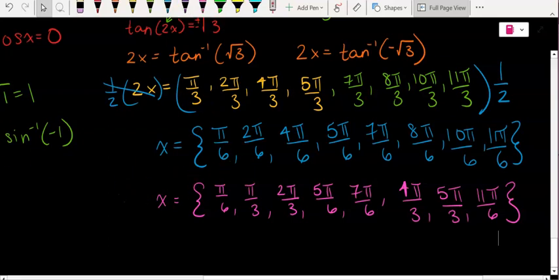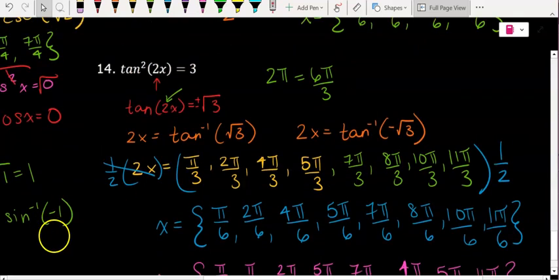Hopefully this helped in terms of solving inverses. Fingers crossed.